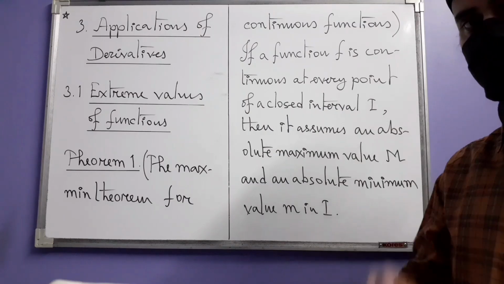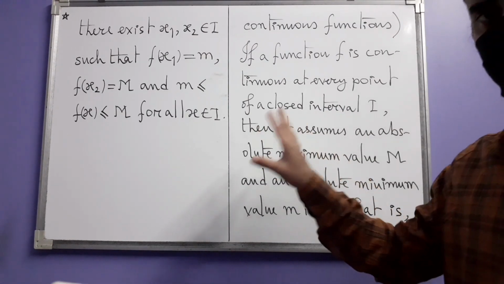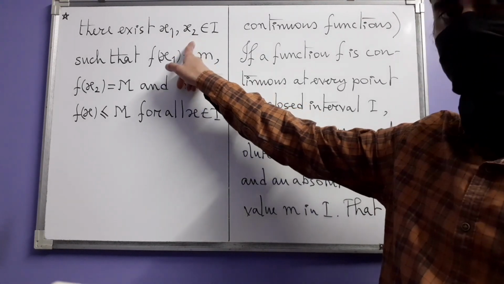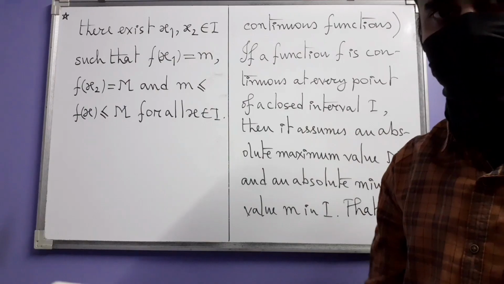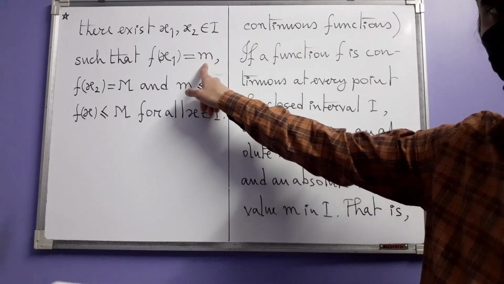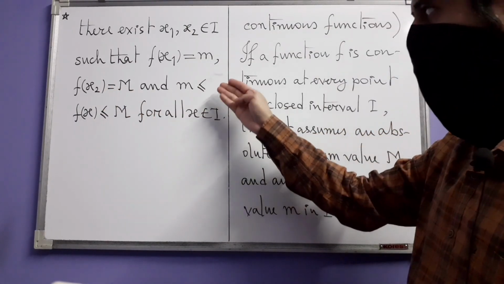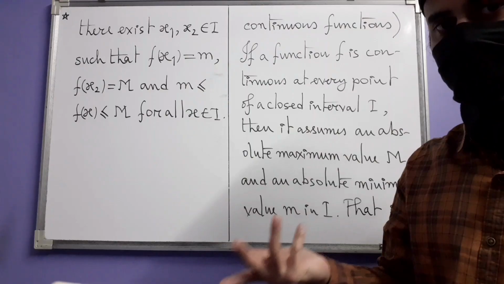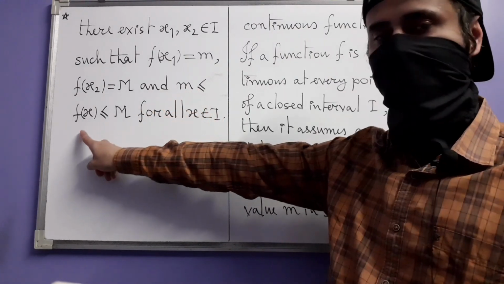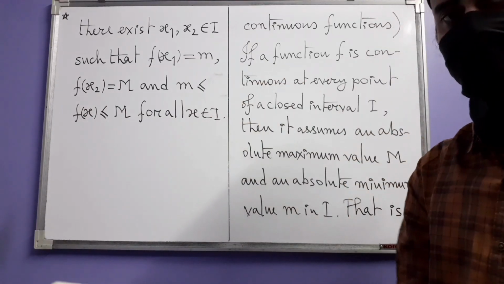Now let's see what this means. And this is the meaning, that means the statement continues. That is, there exist 2 points, 2 real numbers x1 and x2 in the interval I, such that f of x1 is that smallest value small m, f of x2 is that largest value capital M, and to further describe that they are smallest and largest respectively, we have these inequalities. Small m is less than or equal to f of x, which is less than or equal to capital M for all x belonging to I.